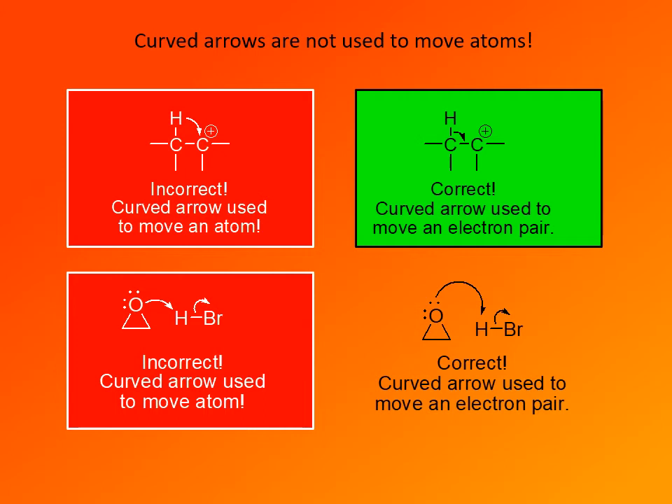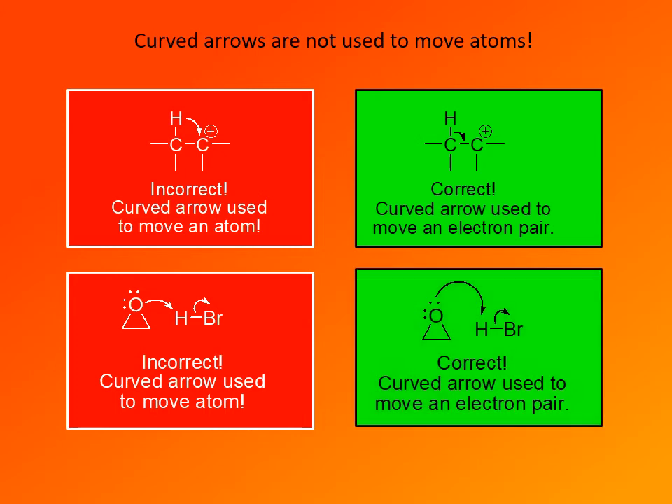And if free electrons are shown, and you should show free electrons in cases like this, then the curved arrow must start at a free electron pair. So here is the correct use, where the curved arrow starts at a free electron pair and ends up on hydrogen.